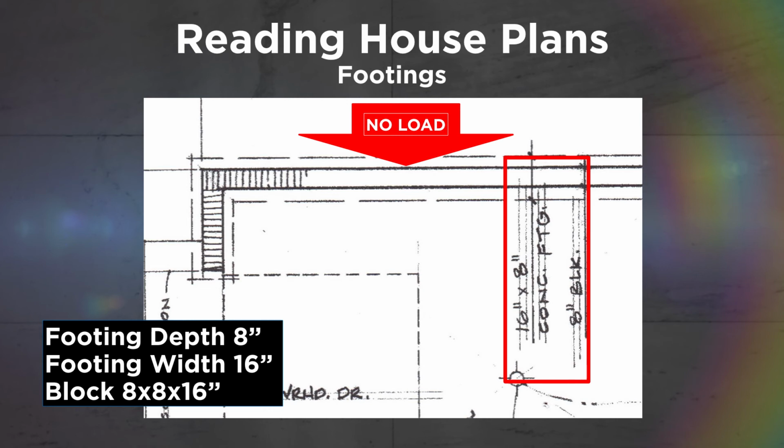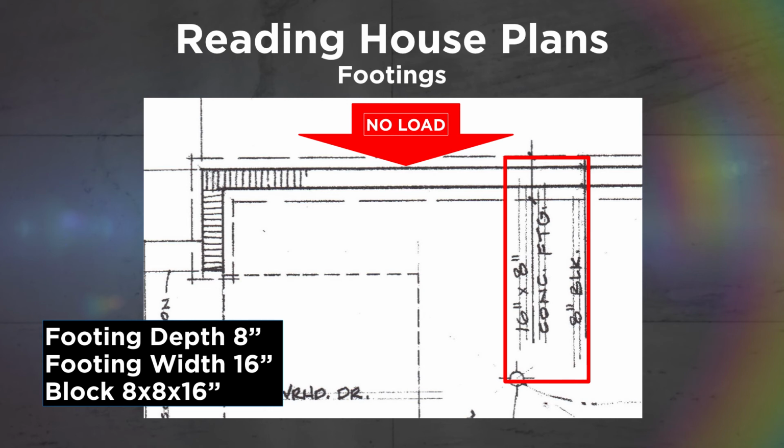In this case, in the red boxed area, you'll notice that the broken line represents a 16-inch wide by 8-inch deep concrete footing. This home is far enough south so that the footing is deep enough to get below the frost level in this warmer climate. As an example, the footings in Chicago would be 48 inches deep.